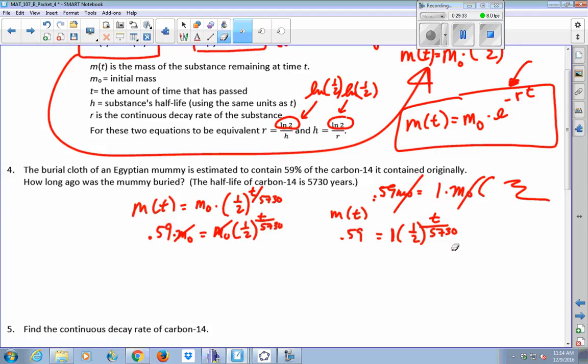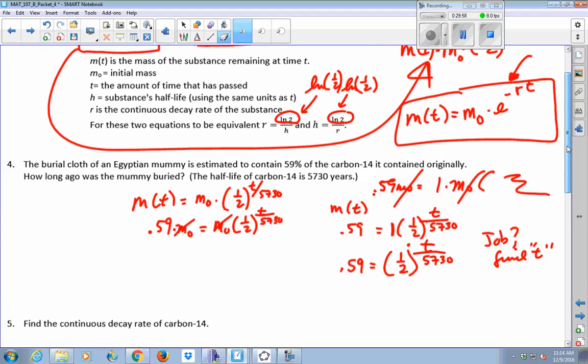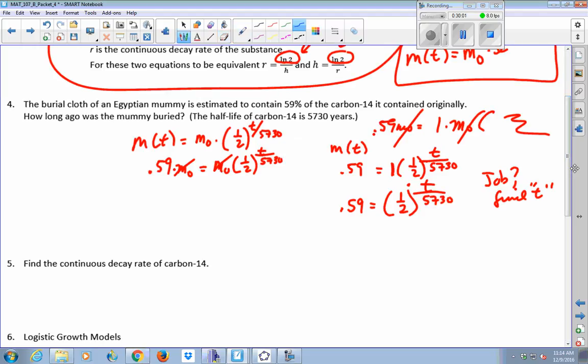You've got 0.59 equals 1/2 to the t divided by 5730. So what is our job? Our job is to find t. Solve for t. Now we take the natural log of both sides, or the common log, whichever one you want. Let's do the natural log. Natural log of that number, 0.59.